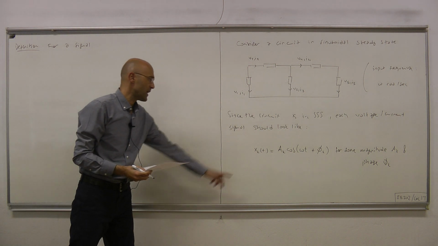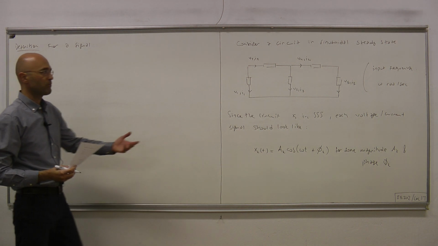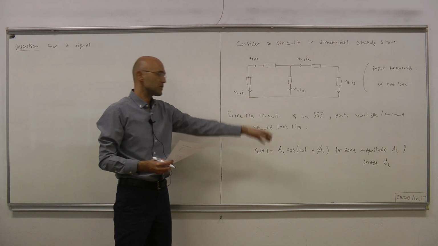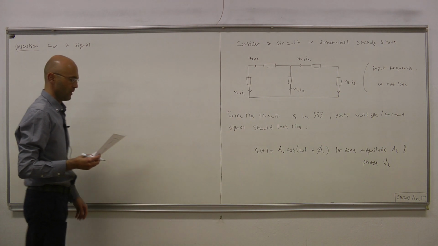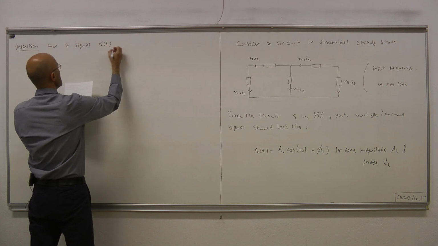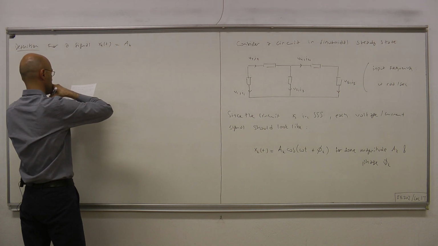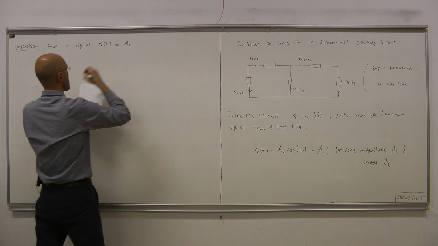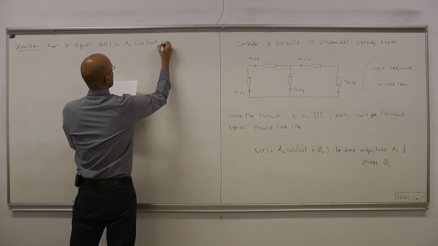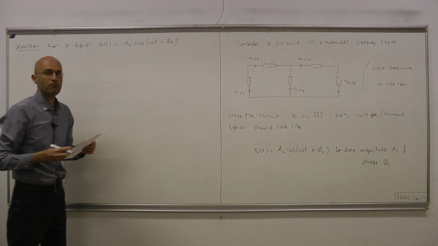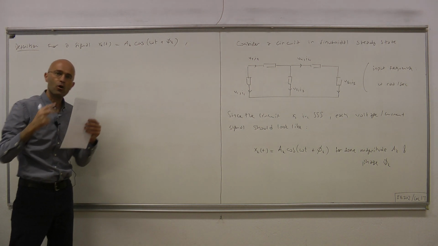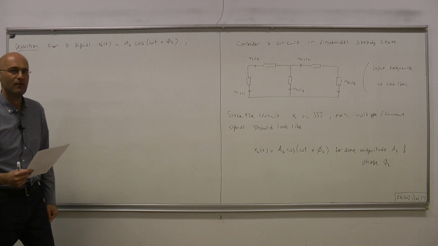For our signal xk of t, which is some voltage or current somewhere in the circuit, all the voltages and currents have the same form. Okay, for a signal xk of t, ak cosine omega t plus phi k. What you do is you take this magnitude and you take that phase and construct a complex number, okay, as follows.